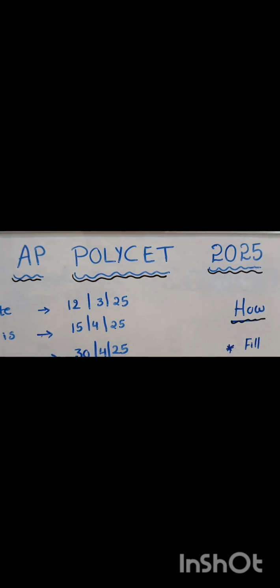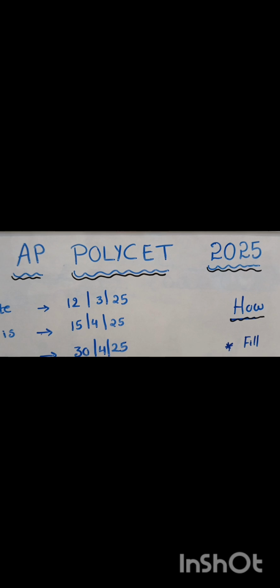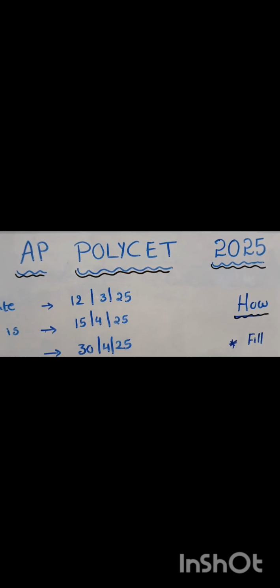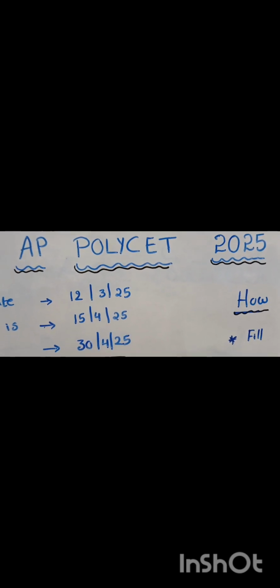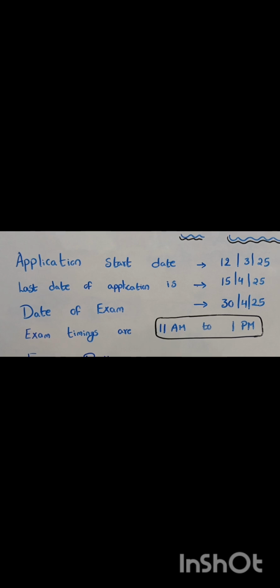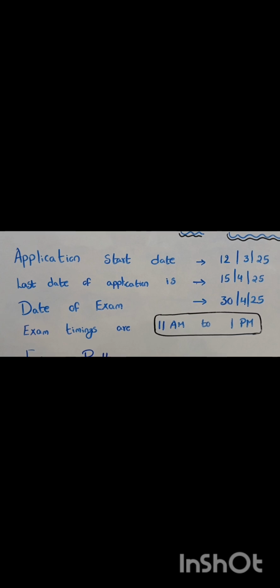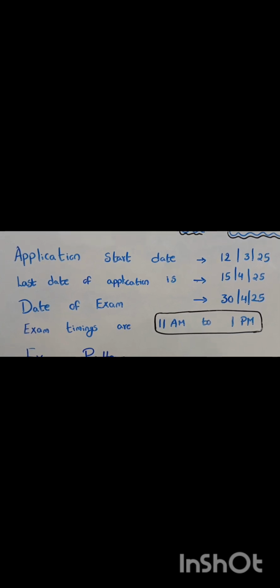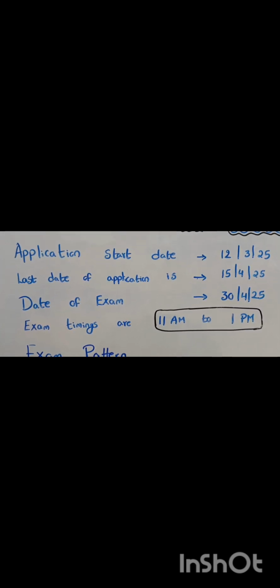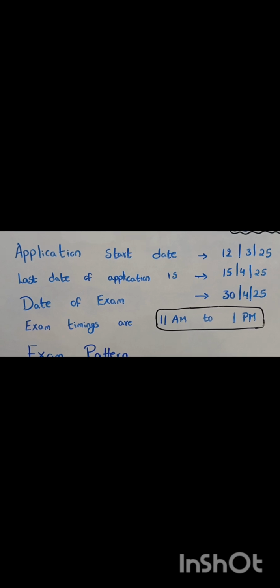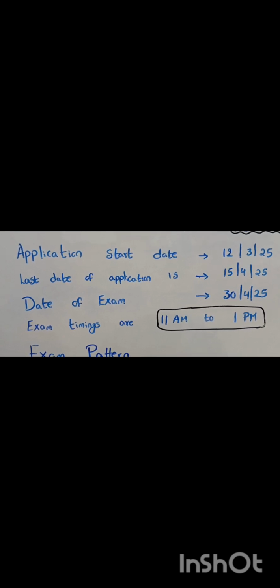Today we will discuss the AP POLYCET 2025 examination, pattern, syllabus and important dates. Important dates: the application start date is March 12, 2025, the last date of application is April 15, 2025, and the date of examination will be April 30, 2025. Timings will be 11 am to 1 pm.